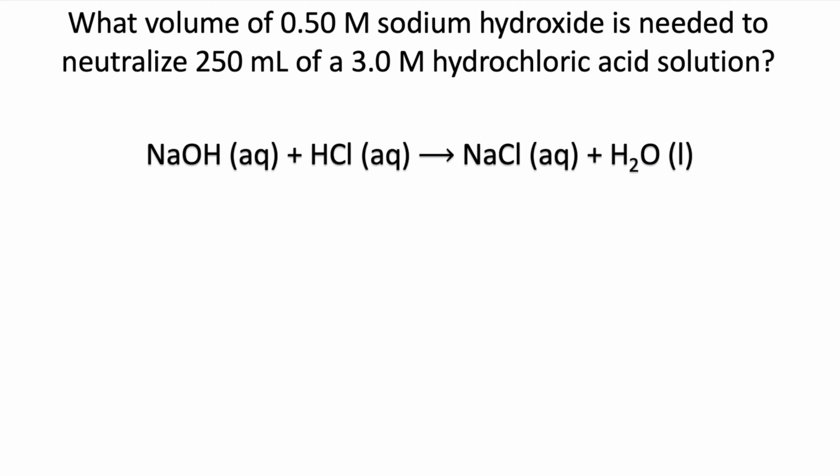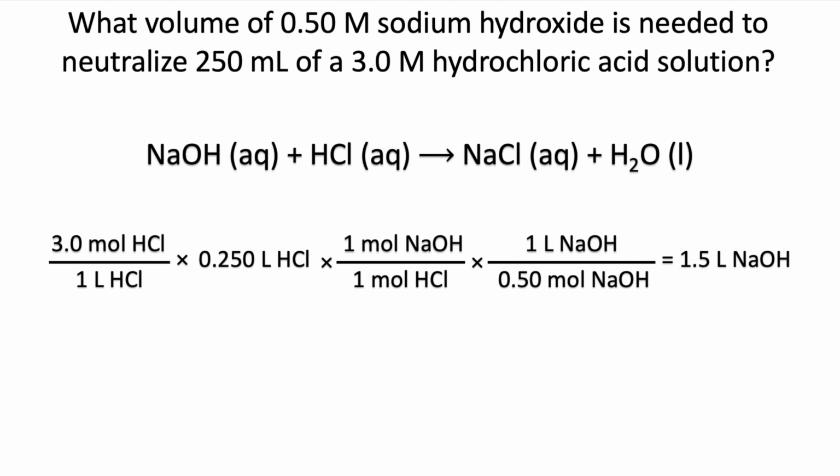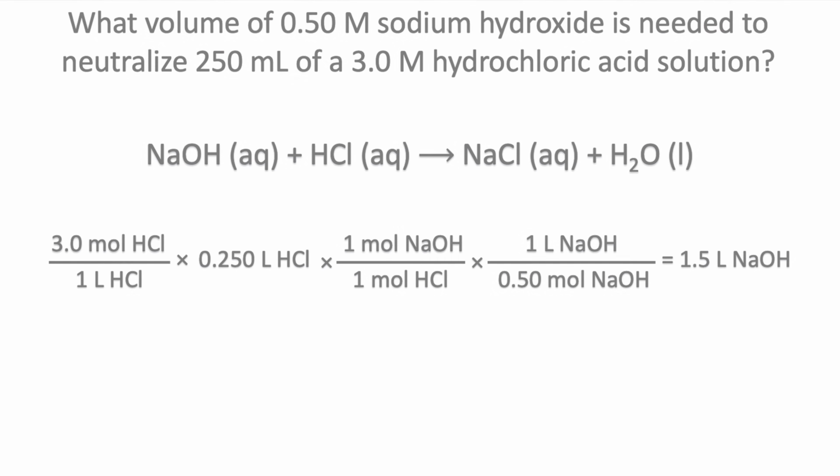In this balanced equation, all the coefficients are 1. We then need to calculate the total moles of hydrochloric acid, and we do this by multiplying the molarity by the volume of the solution to find the moles of hydrochloric acid. We also know that the ratio of HCl to NaOH is 1:1. We also know that our sodium hydroxide has a concentration of 0.5 moles per liter. Therefore, we would need 1.5 liters to neutralize this solution.